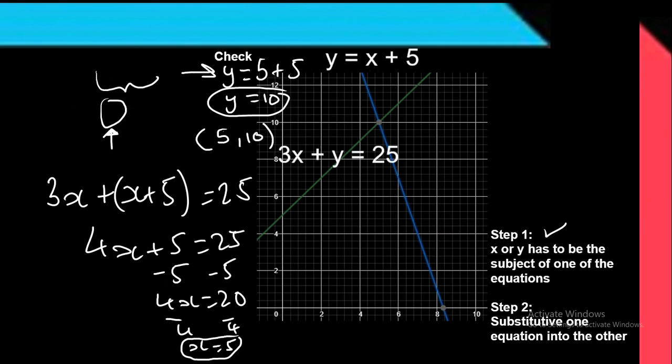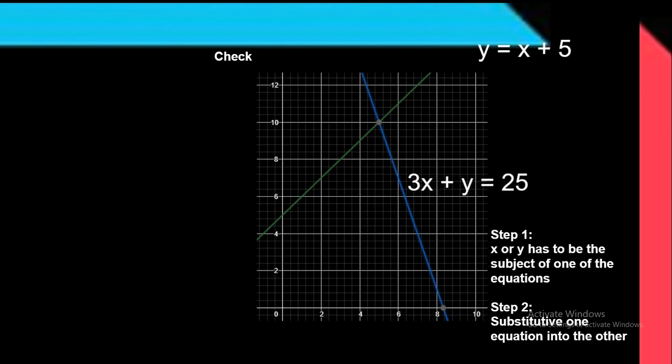Okay, so let's remove all that ink. If I graph these two equations, you will notice they intersect at (5, 10). And I didn't have to graph it. I solved that simply by using substitution. So let's move on to the next question.